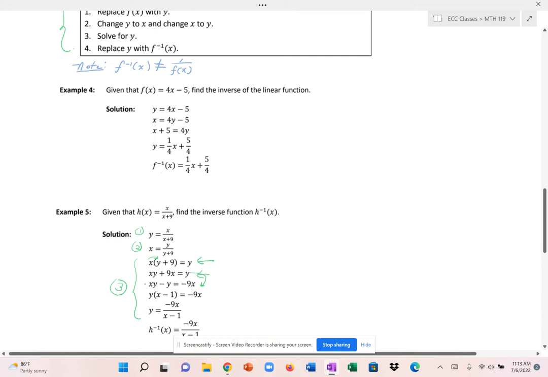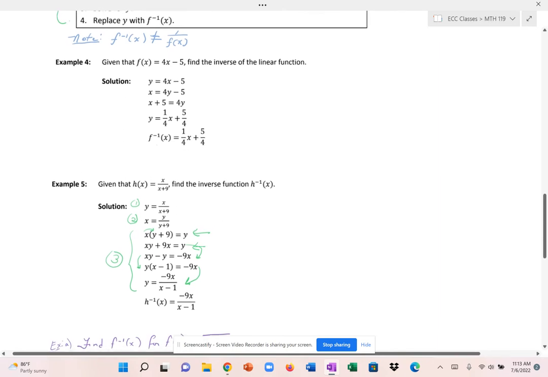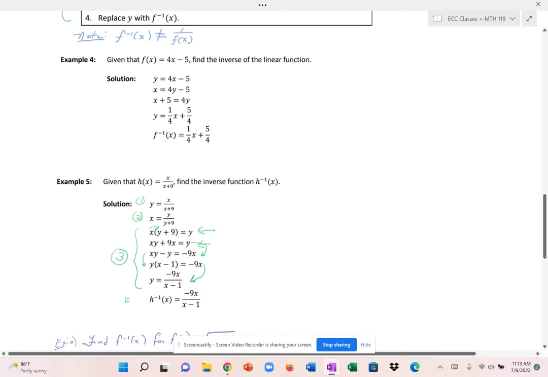Then I factored out a y, because remember you're solving for y, so I just want one of them. So I have y times x minus 1 equals negative 9x. Then divide both sides by x minus 1, and you get y is equal to negative 9x over x minus 1. And then step 4 is to replace the y with h inverse of x, and your inverse function is negative 9x over x minus 1.